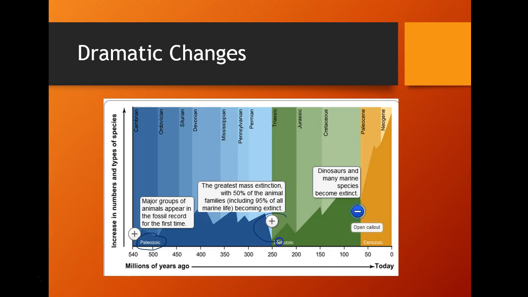Then somewhere around here, we had the greatest mass extinction, with about 50% of the animal families, including 95% of all marine life, becoming extinct. And so, as we said, after a mass extinction, that's when we give rise to new organisms. Another dramatic change that geologists have found was that around this time there was another mass extinction, where many marine species and dinosaurs became extinct.